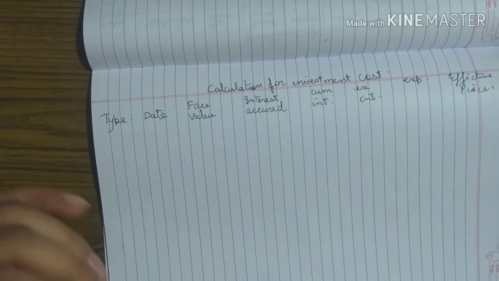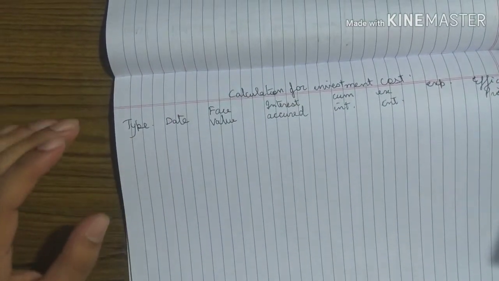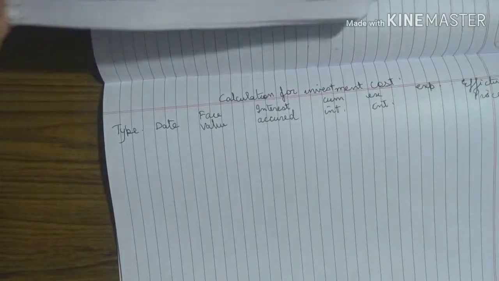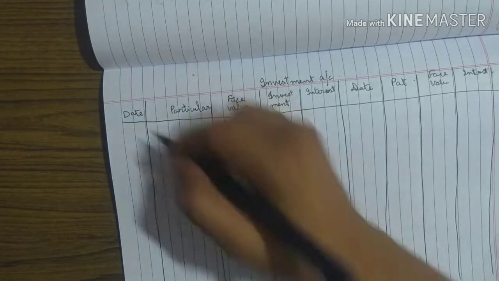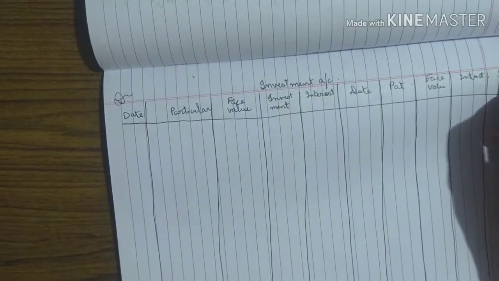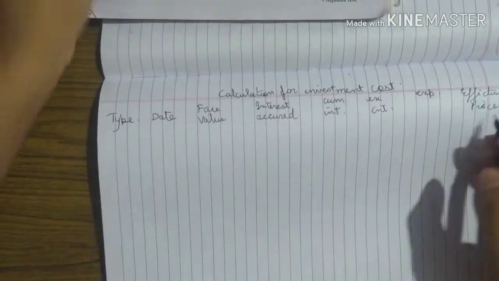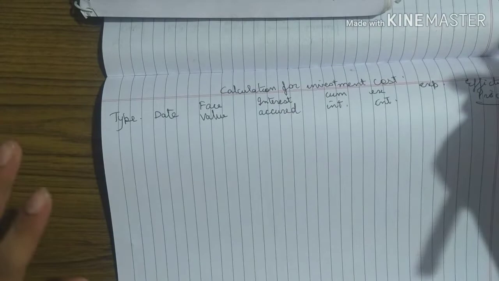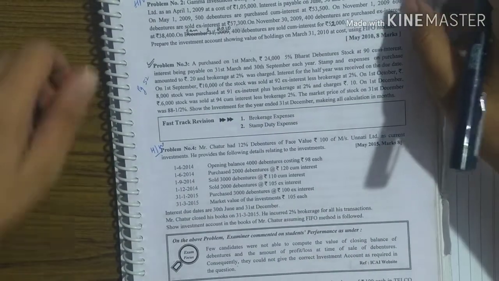Effective price will include only the price of the stock, and it will not include the interest, because we will calculate the interest separately. And as we have made a separate interest column in the investment account, the effective price column will only calculate the price of the debentures. Alright, so let's have a look at the question.